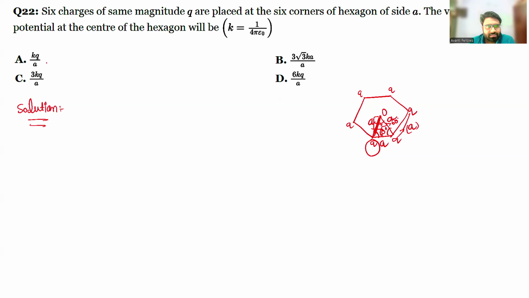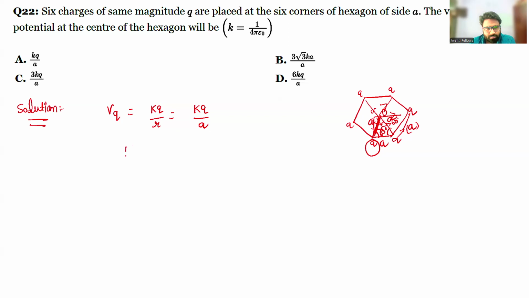Got it? So what we will do here? Now potential due to one charge we will calculate, which is nothing but KQ upon R, which is KQ upon A. Now, if I multiply by six charges, it will give me the total potential. There will be no effect of the direction because potential is a scalar. So wherever the charge is present, if the distance from the point is the same, the potential also will be the same.